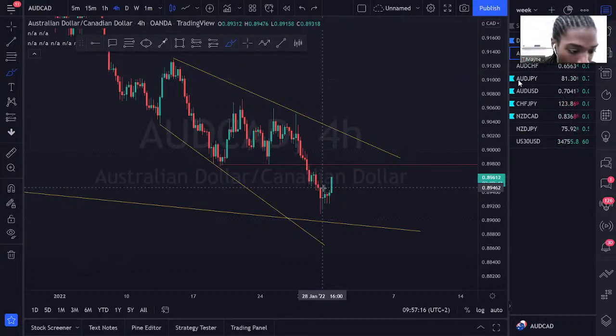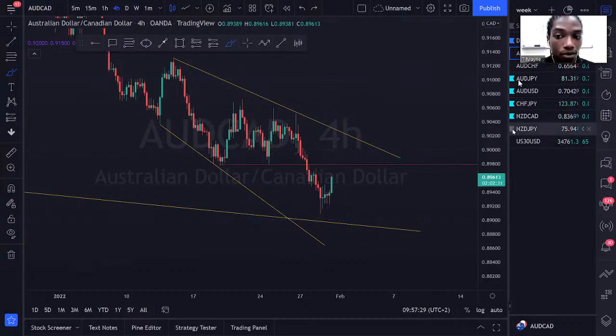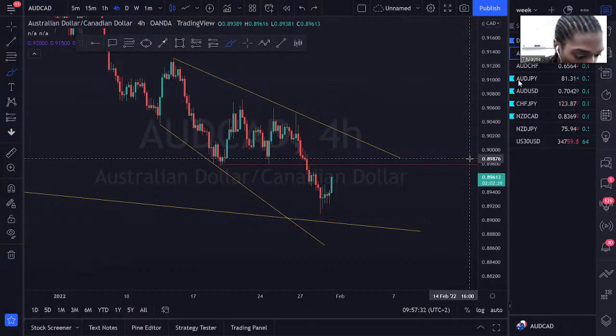Let's see what's happening in the chat. So we're done with Aussie CAD, and we'll move on to the next pair. I see Kutlana's asking for New Zealand dollar yen. We might look at New Zealand dollar yen. It's not on the high priority watch list for today, but I do have a slight bias on this pair, so we will maybe talk about it.